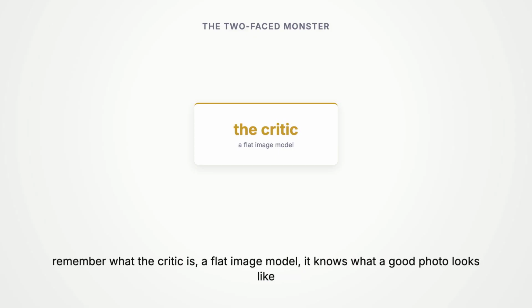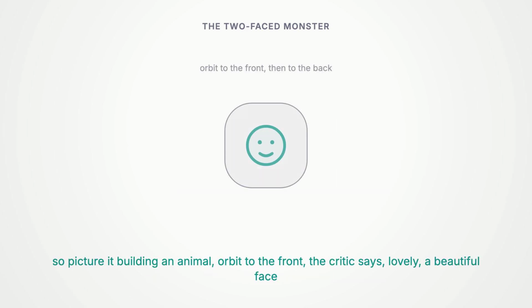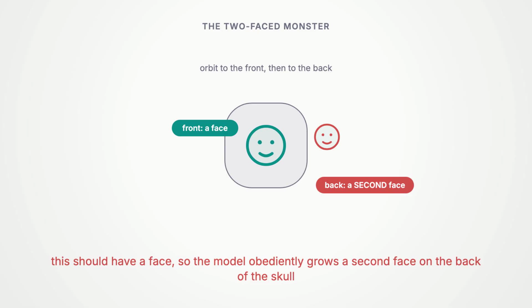Remember what the critic is: a flat image model. It knows what a good photo looks like. What it does not know, what nobody ever told it, is which way is front. So picture the model building an animal. It orbits to the front and the critic says, "Lovely, a beautiful face." Then it orbits around to the back, and the critic, with no idea it is now staring at the back of a head, says the same thing it always says: "This should look like the front. It should have a face." So the model obediently grows a second face on the back of the skull.